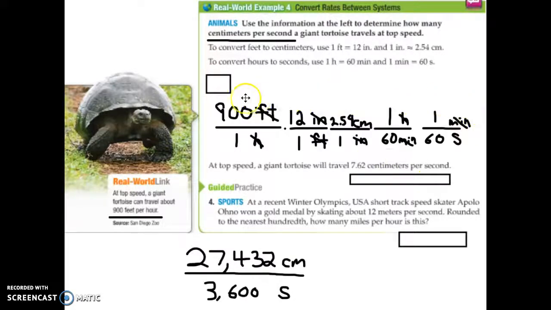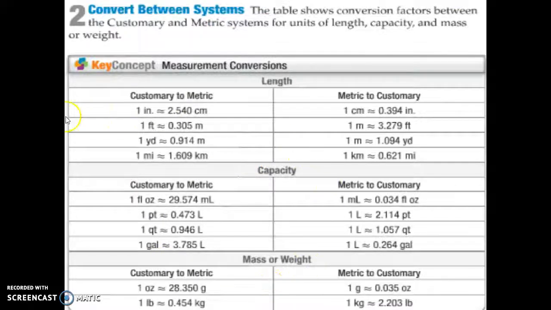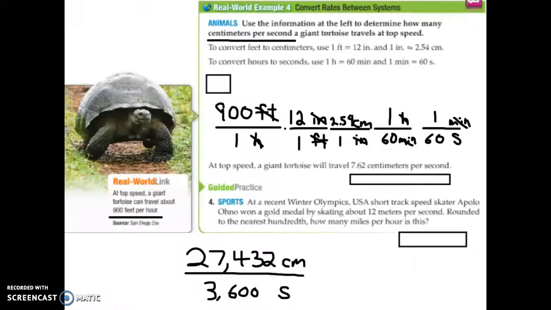So this is the extent. This is the difficult problem that I talked about at the beginning of it. All right, there's a lot of conversions here. Feet to inches, inches to centimeters, hours to minutes, minutes to seconds. All right, so we have to keep track of our chart. We have to know our conversions, whether it's metric, customary, whatever.